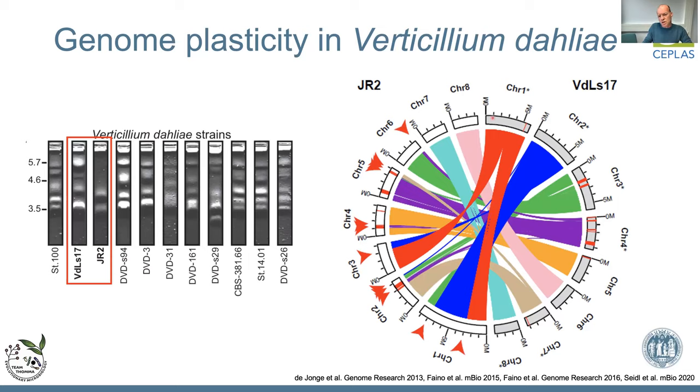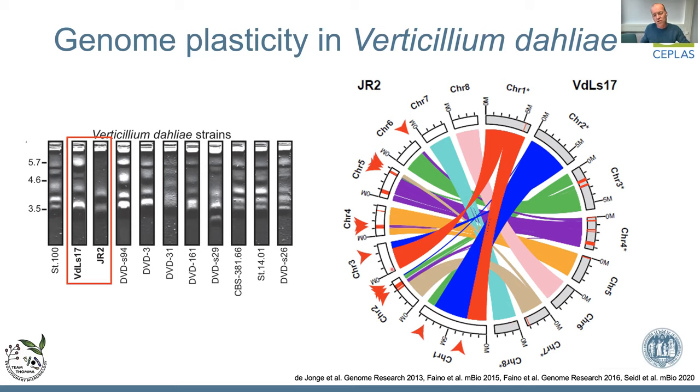So what you see here on the right-hand side are the 8 chromosomes of the VDLS17 strain in gray, and then here in white, the 8 chromosomes of the JR2 strain. And now on the right-hand side, a single chromosome is a single color. And on the left-hand side, you can immediately see that chromosomes are composed of segments of chromosomes of the other strain. In other words, we don't see the same chromosomal organization in the two strains.